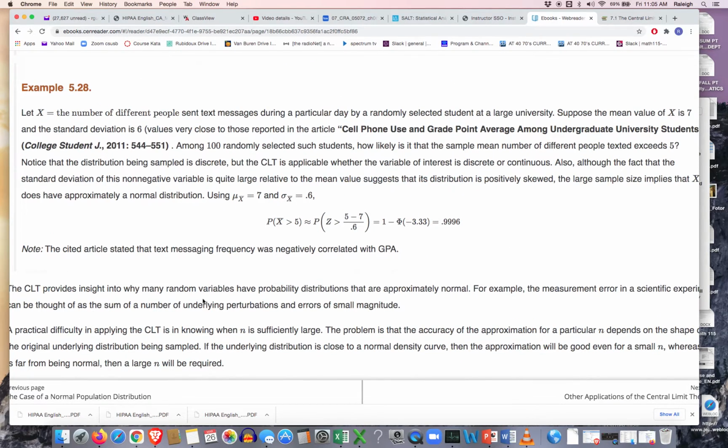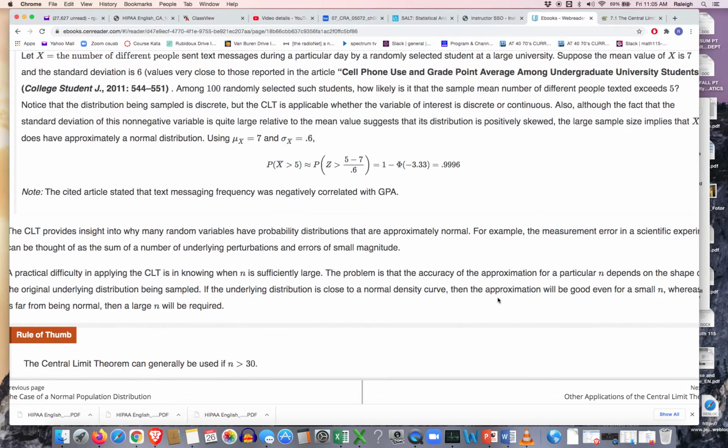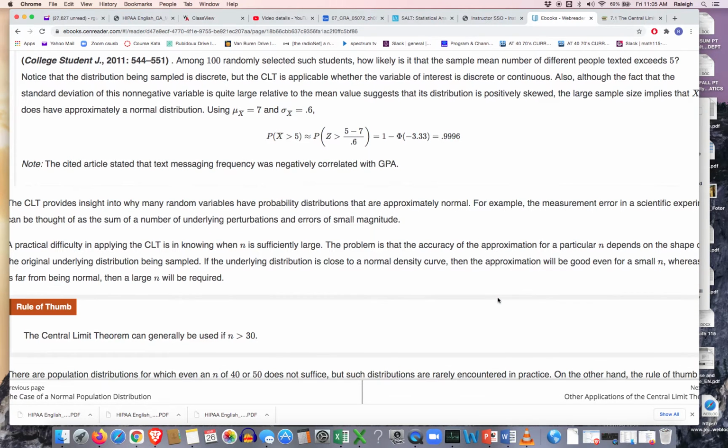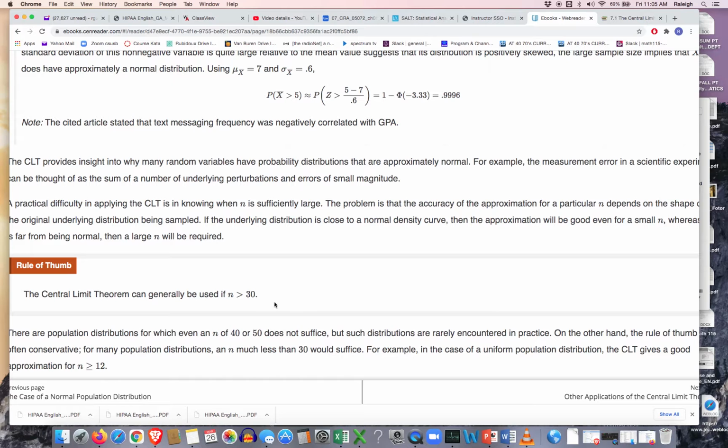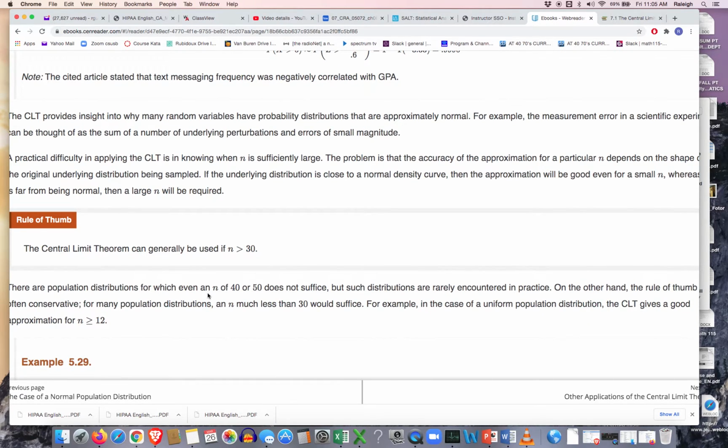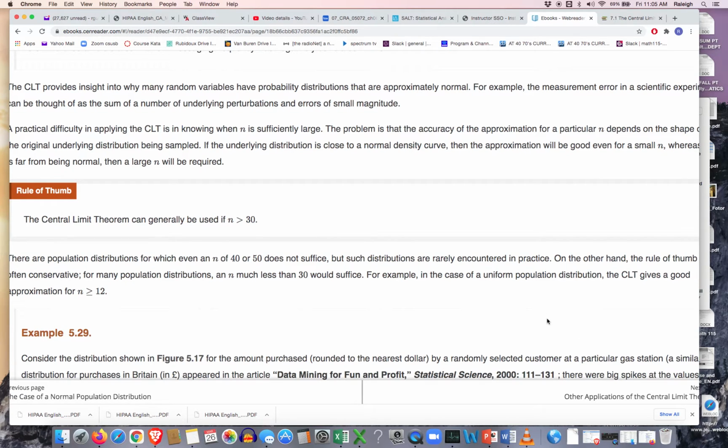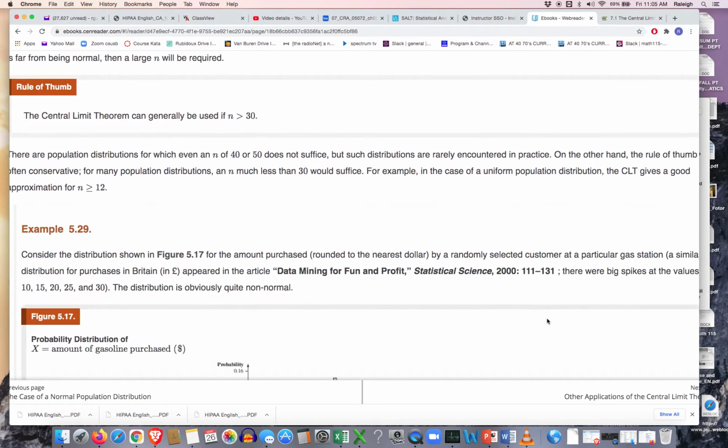This theorem provides insight as to why many RVs have distributions that are approximately normal. Measurement error nearly always turns into errors that are normal or bell-shaped. And they do say, once again, that n should be greater than 30. But there are other cases, I think of subdistributions, where 40 or 50 isn't even good enough. But those are rare, fortunately. So most common distributions, you might get by with less than 30.